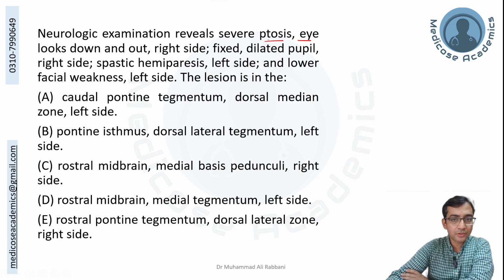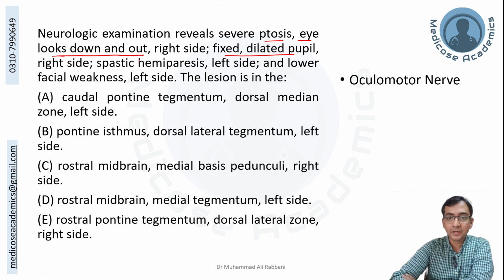Ptosis, levator palpebrae superioris, it's not working. Oculomotor nerve, eye looks down and to the right, oculomotor nerve palsy. Fixed dilated pupil, parasympathetic component of the oculomotor nerve. So all of these are pointing towards oculomotor nerve paralysis.